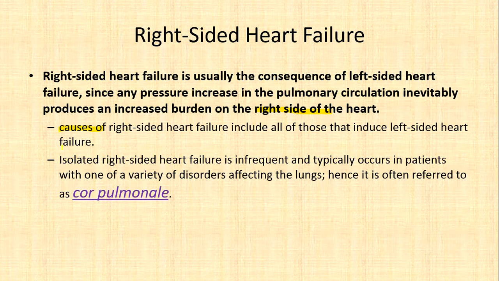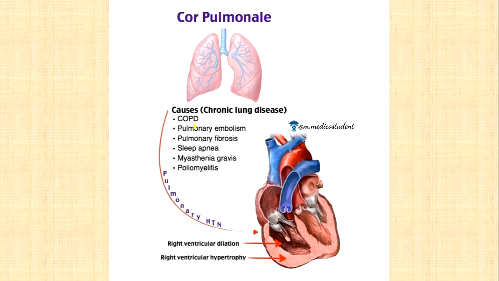Cor pulmonale. Isolated right-sided heart failure is infrequent and it is known as cor pulmonale. Don't get confused by this term if you get an MCQ regarding cor pulmonale. The causes of cor pulmonale include pathology in the pulmonary parenchyma, pulmonary embolism, chronic obstructive pulmonary disease, pulmonary fibrosis, and some other conditions. They can result in isolated right-sided heart failure. And here you can appreciate cor pulmonale predominantly affects the right side of the heart.